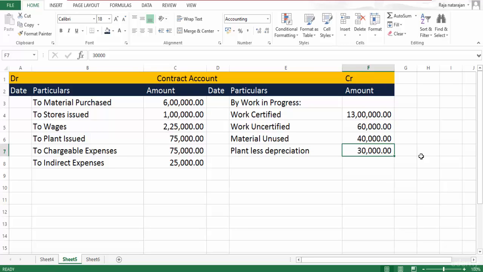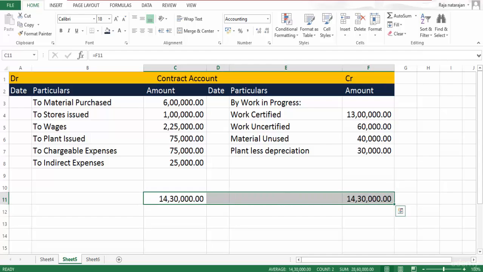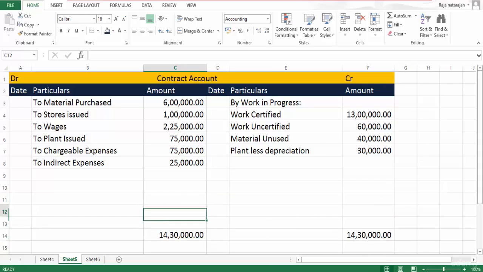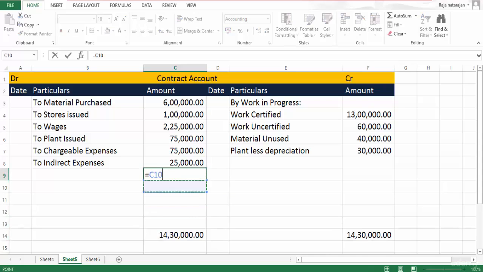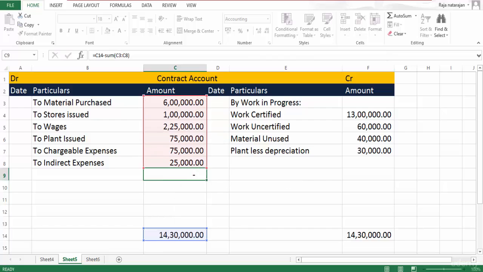Now I think it's easy for us to find out the profit, because if I simply total all this, let's see how much we get. The credit side is 14 lakh 30,000. On the debit side it is 11 lakhs. So we take the credit side total, which is 14 lakh 30,000. It means obviously here we have a profit, that is 14 lakh 30,000 minus the debit items. So this is the profit, but this is only notional profit.